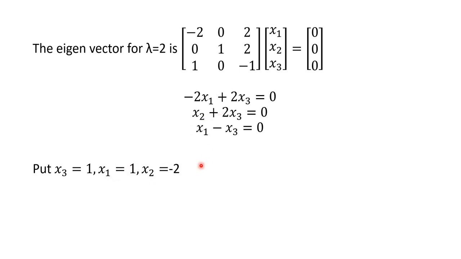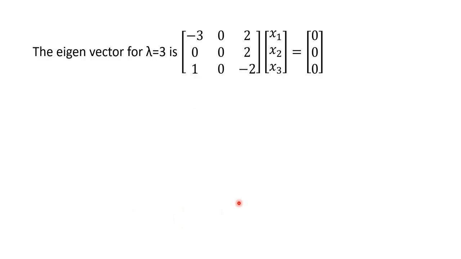Both equations have x3 there, so we put x3 equal to 1. From the last equation we have x1 is equal to 1, and from the second equation we have x2 is equal to -2. So the eigenvector is 1, -2, 1.